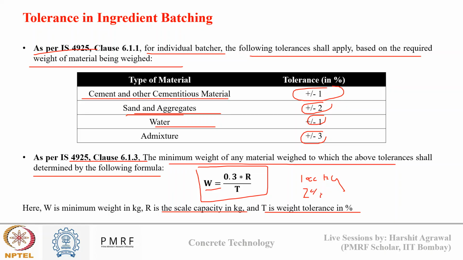So the minimum weight of a material that I should take, so that this tolerance limit is valid, will be given by 0.3 times 1000 divided by 2. That will come out to be 150 kg. So for this scale, a minimum weight of aggregate that I should weigh should be more than 150 kg. If the weight is lower than 150 kg, then my accuracy of weighing may not be reliable as per standard. Okay, so this is the concept of tolerance.